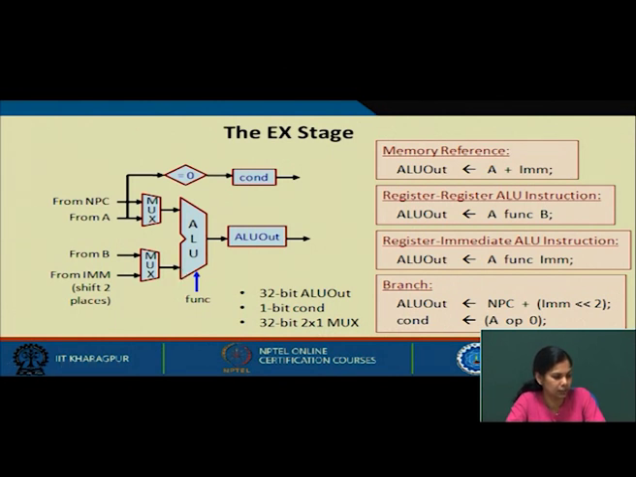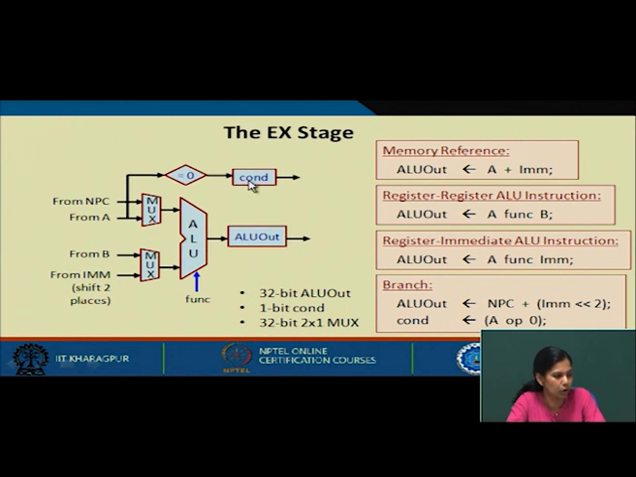And for branch, what happens? The NPC value must be added with the immediate value by shifting it left 2 positions. So in that case, from this mux the NPC value will come in, and from this mux the IMM value will go in, and the operation will be performed.